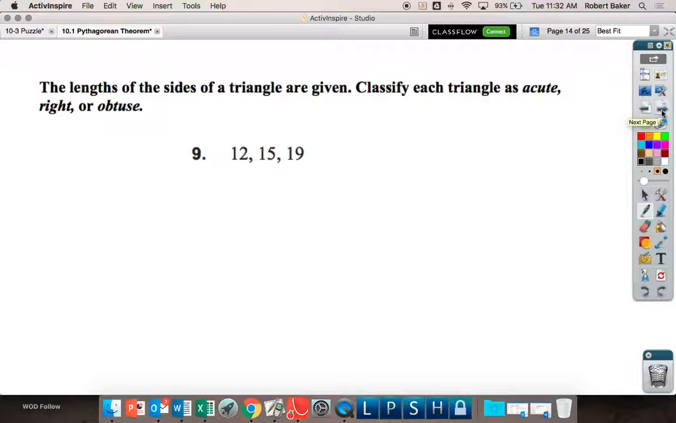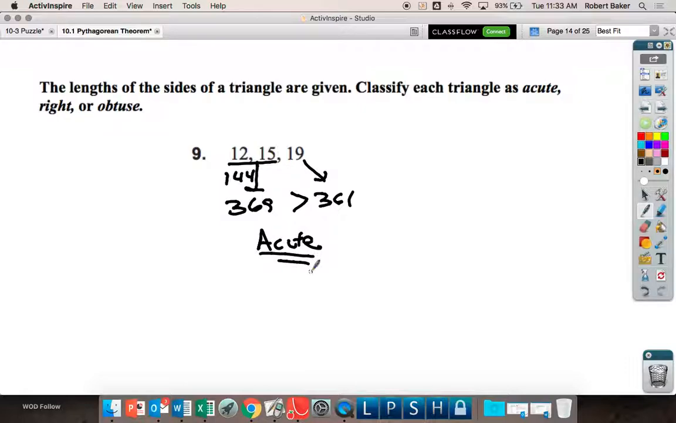144 plus 225. 369. Was it 369 for these? Yeah. What's this one? 361. How do you do that? With the calculator. So because c squared is smaller than a squared plus b squared, acute. How y'all feel about that? So the biggest way to make a mistake here is if you forget how it's supposed to be set up. Make sure you're justifying it the right way.